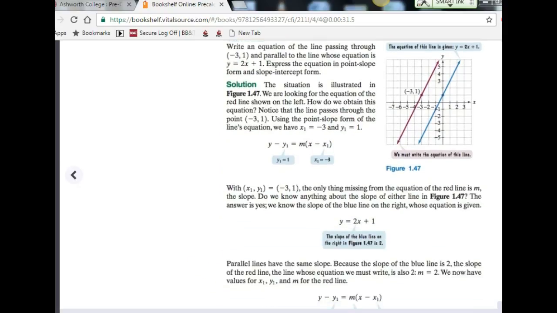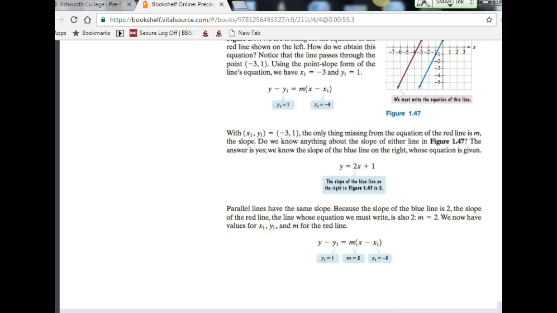Let me scroll down here a little bit. What you'll notice is we have to know what our slope is, because we know what our y1 is and what our x1 is. Our slope is going to come from the slope of the equation that was given to us, which is right here. Slope is always the number in front of the x value when you're in slope-intercept form. So that would be 2. So we just simply plug all these things in: 1 in for y, 2 in for m, and negative 3 in for x.